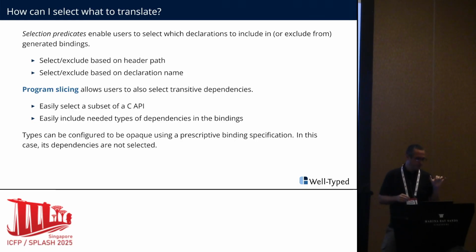Second, it's also very useful for including the bindings of dependency types. If you want to create bindings for one whole library, but it also has dependencies, and you don't want to have separate libraries for all those dependencies, you can use program slicing to pull the needed types of all the dependencies into your library. Before I mentioned that types can be made opaque, and program slicing also takes that into account. So if you create a prescriptive binding specification to make a type opaque, then program slicing will not pull in all the dependencies of that type.